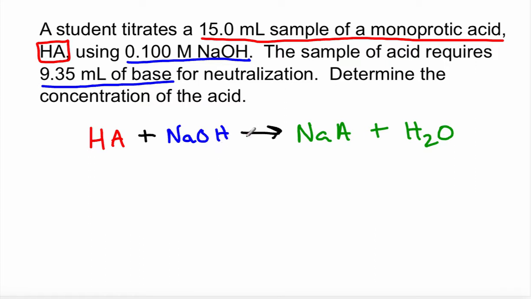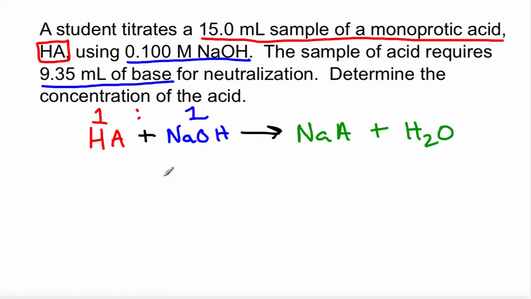Now, the next thing we want to do is make sure the equation is balanced. Thankfully, in this particular situation, it's balanced once it's been written. So everything reacts in a 1-to-1 ratio. That means 1 mole of acid for every 1 mole of base. And that's important later on in the problem.